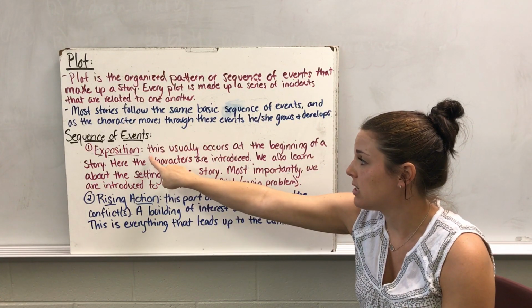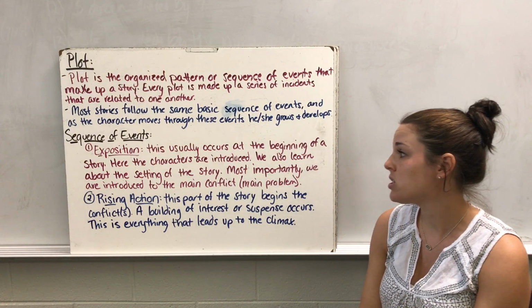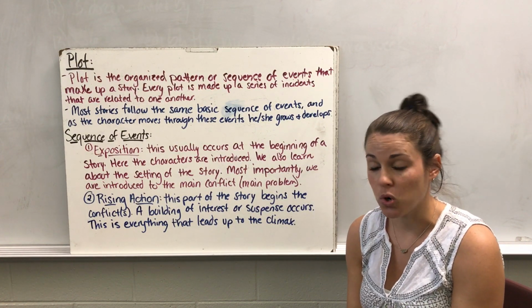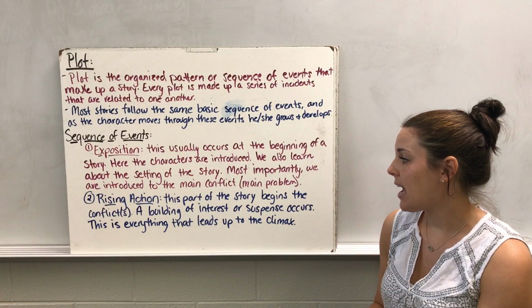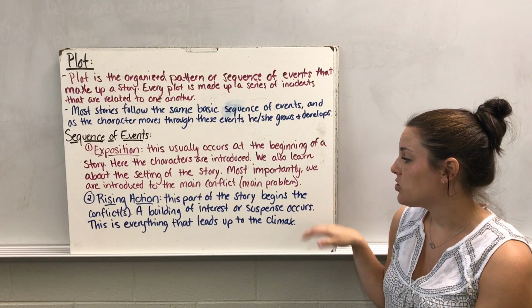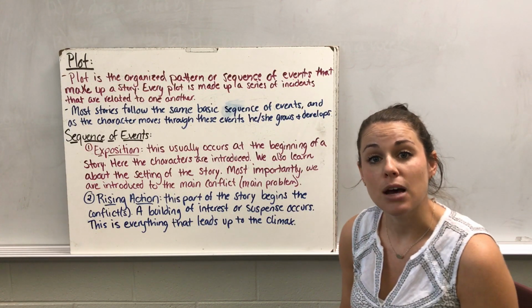First, the exposition. This usually occurs at the beginning of the story. Here the characters are introduced. We also learn about the setting, and most importantly, we learn about the main problem or conflict in the story. Then we have the rising action. The rising action is the part of the story that begins the conflict or conflicts. A building of interest or suspense occurs, and everything that's happening leads up to the climax.